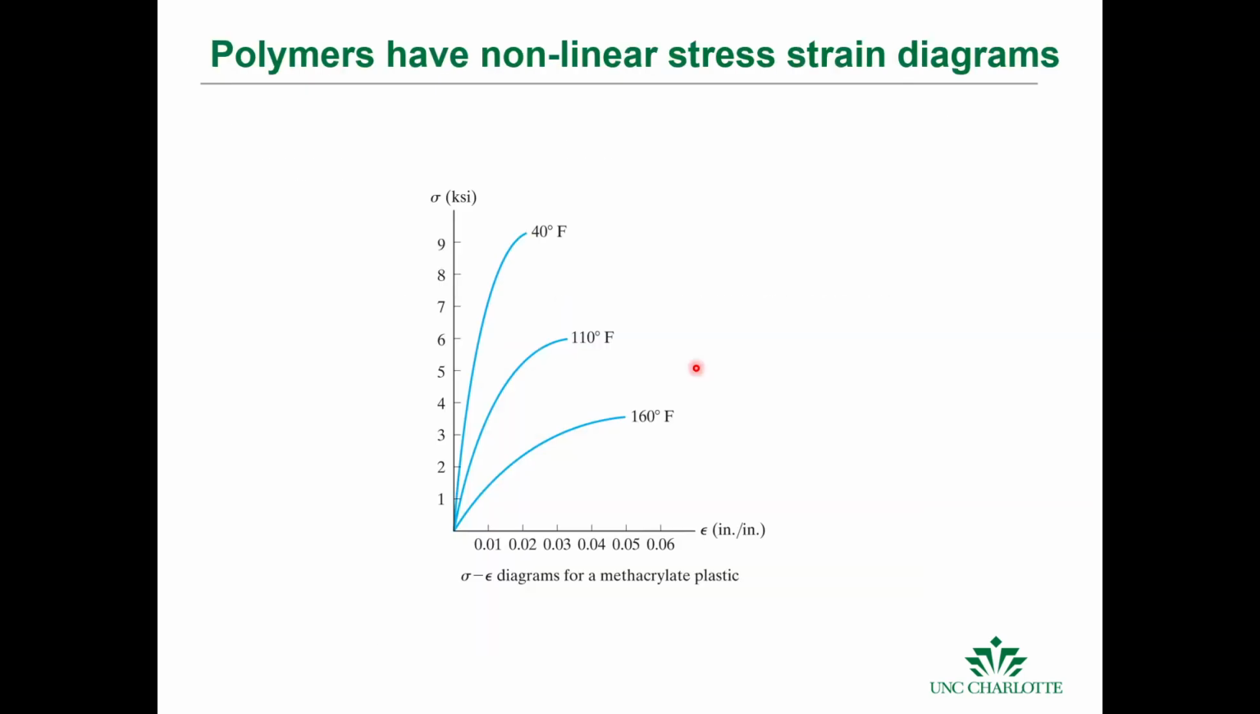Polymers, plastics, they have nonlinear stress strain diagrams, and they're highly temperature dependent. They're also highly susceptible to creep. Okay, so this is just a diagram showing methacrylate, so it's going to be similar to PMMA. Then you get these different behaviors at different temperatures for the stress strain diagrams. Okay.